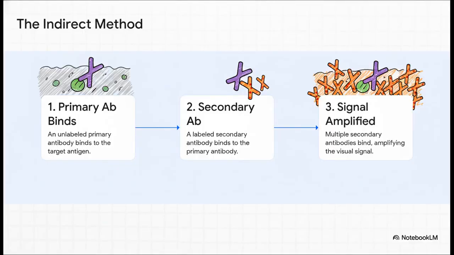But the more common way, especially for diagnostics, is the indirect method. This is a two-step process. First, an unlabeled primary antibody goes in and binds to the target. Then you add a second antibody, called a secondary antibody, which is designed specifically to recognize and bind to the first one. And this secondary antibody is the one carrying the visual tag.